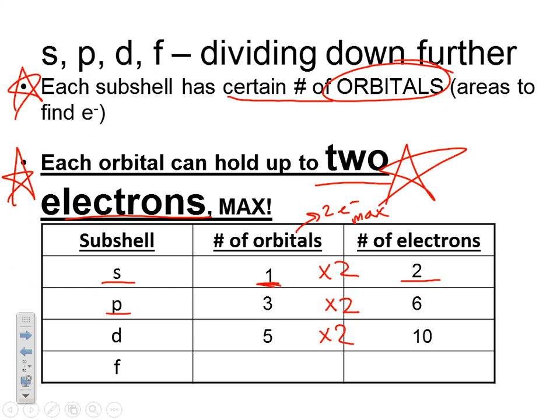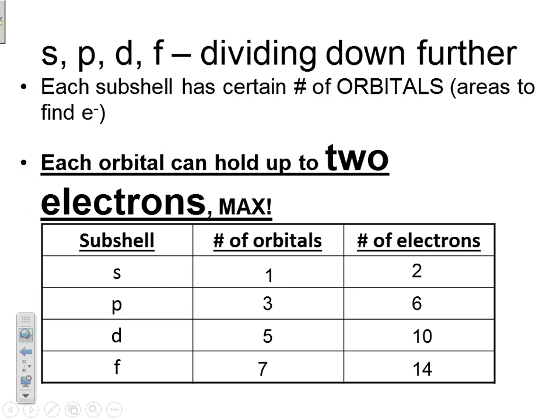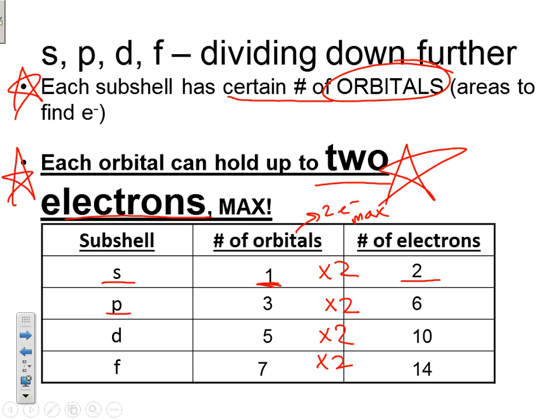And then, can we make a guess how many orbitals fit within the F subshell? If you guessed 7, then you have been paying attention. Yes, we are in fact going up by 2s, so we're going by odds. And 7 orbitals within the F subshell, 2 electrons per orbital, so we double that number to get the number of electrons. 14 electrons total fit within the F subshell.